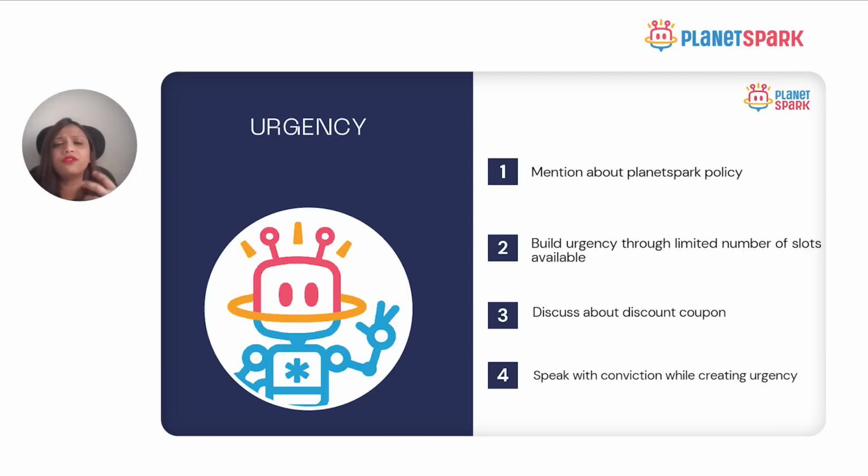Again, conviction, very important. Own what you're saying. You need to believe it yourself, teacher. You do want that conversion, right? So you need to make sure the parent believes that you are very important. You have very few slots with you, just two, and the parent should choose you.